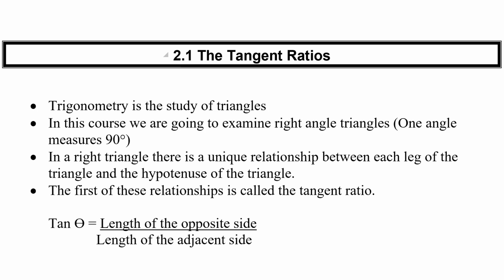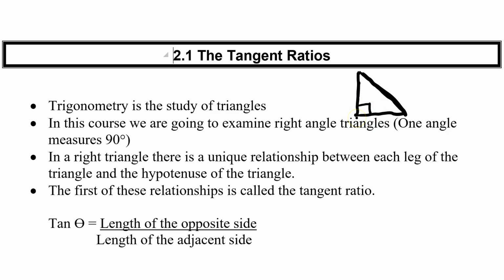So when we're looking at trigonometry, we're basically looking at the study of triangles. So triangles, of course, have three sides and three angles. In this course, grade 10 math, we're only going to look at right angle triangles, where one of the measures is 90 degrees. So if I've got a triangle here, a right angle triangle has one of these three angles to be 90. And we indicate that 90 by putting a little box in the corner. So we know this is a right angle triangle.